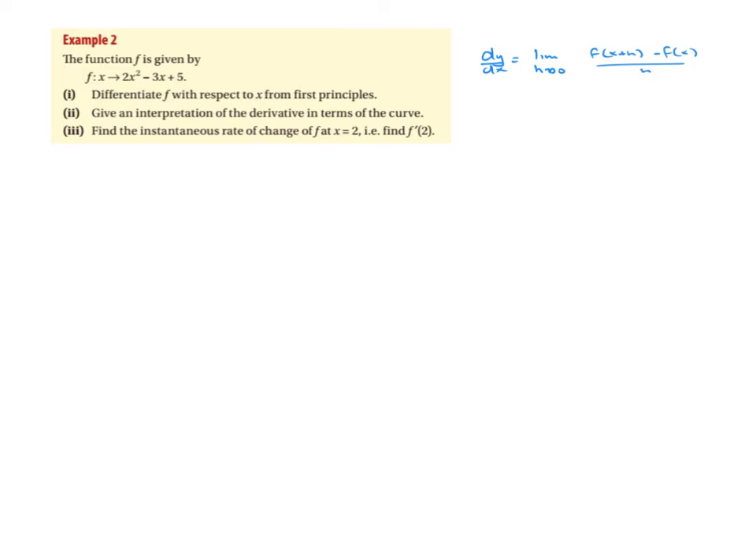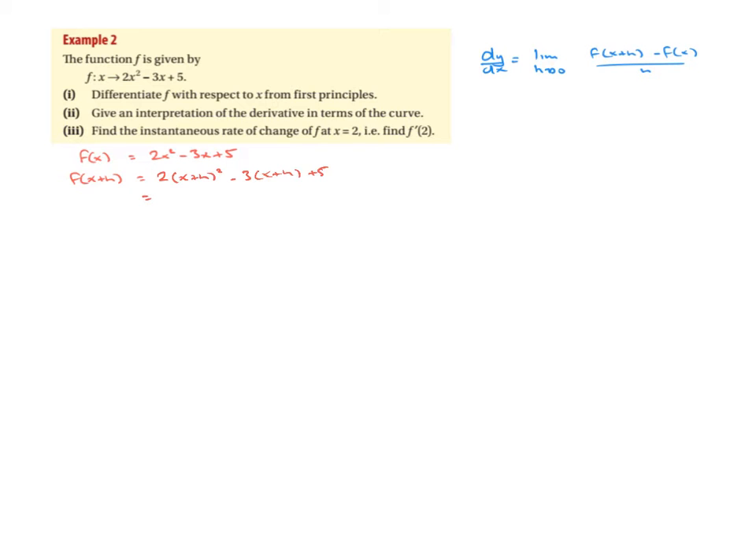So, first thing we need to do is work out f of x, or go through the stages. So what we have is f of x, and f of x is equal to 2x squared minus 3x plus 5. Next thing we need to do is work out f of x plus h. And that's equal to, well, wherever we see an x in this original function, we're going to replace it with x plus h. So 2(x plus h) all squared minus 3(x plus h) plus 5. And we're going to tidy that up as much as we can.